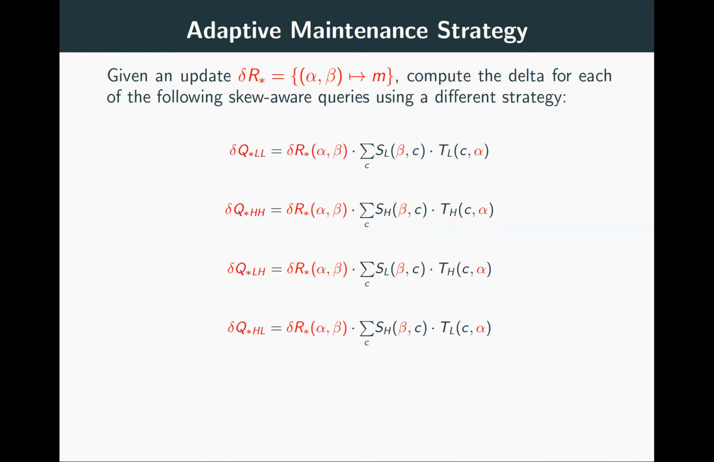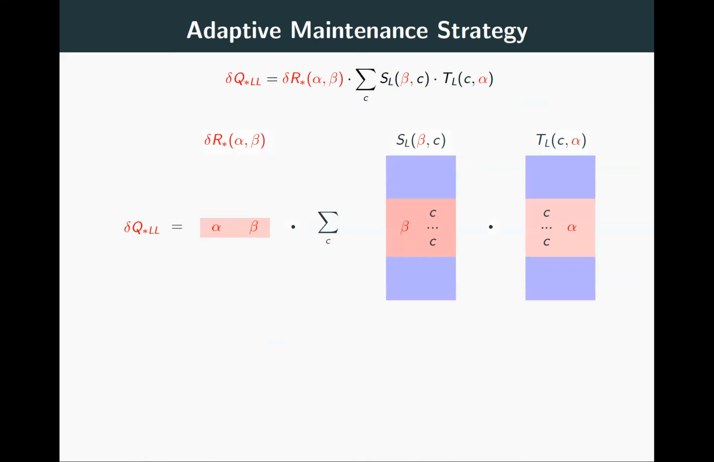So these are the deltas. This delta R fixes A and B. So we have the C's in here that remain, that we have to process. So let's go step by step. Let's look at the case where S is light and T is light. We are in this situation. We have the delta, which is alpha and beta. We sum over C. And now we have the C's for the beta and the C's for the alpha. What can we use here? We use the following observation.